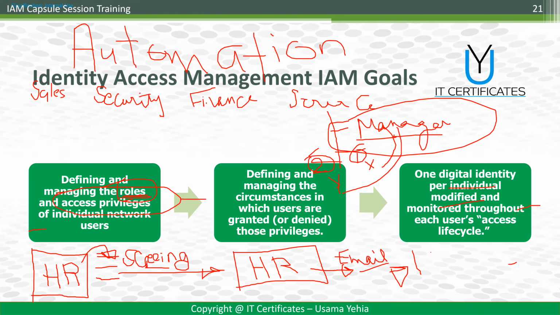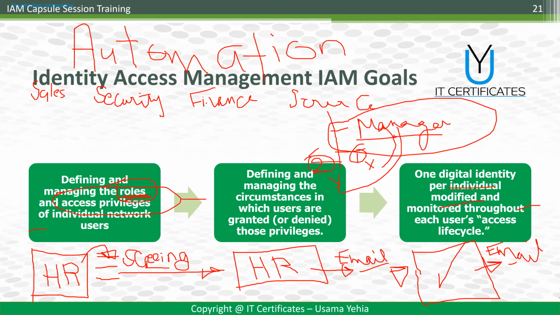The security manager will check it and approve it, and after it is approved, it will send another automatic message. I'm saying automatic because this is the automation. We are not dependent upon people here. This is not our target. In identity access management, the main objective is the automation.